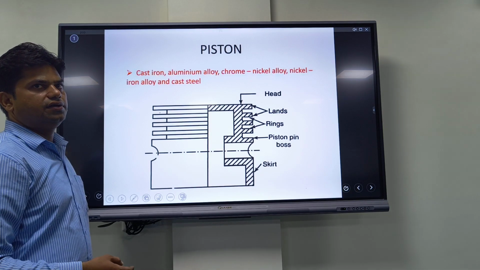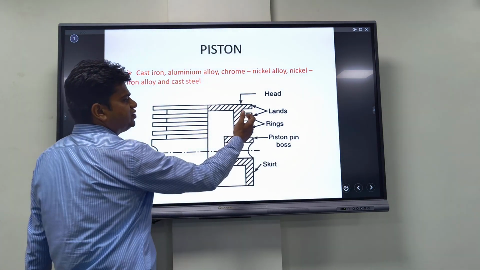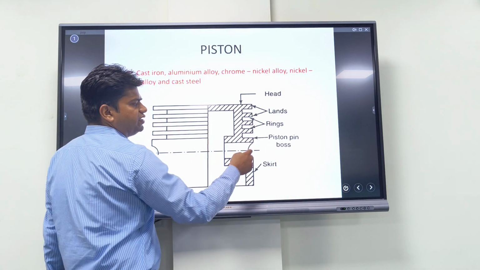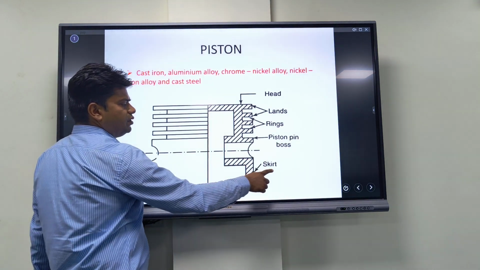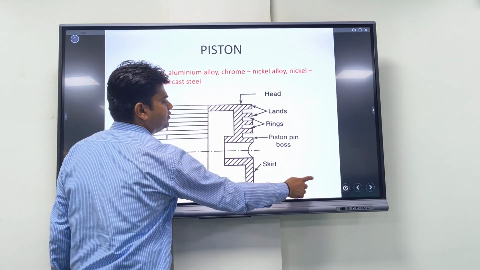Piston. This is the basic structure of a piston. There are 3 slots in the piston, 2 slots for compression rings and 1 slot for the oil ring. This is the skirt and this one is the head. Next slide.